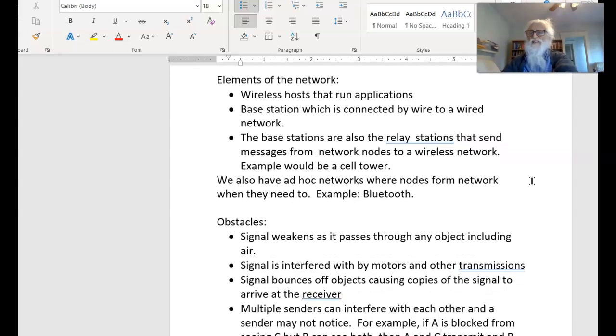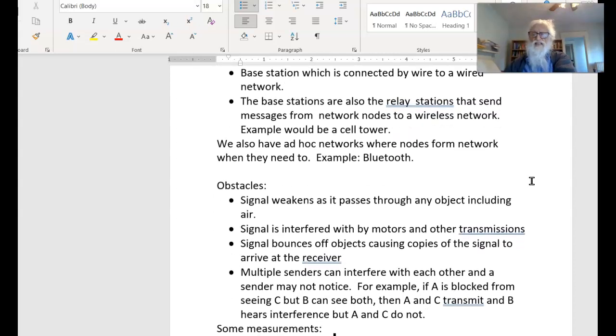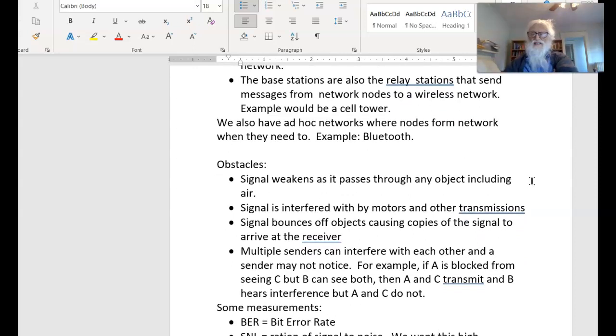Multiple senders can interfere with each other, and a sender may not take notice. For example, if A can't see C, but B can see both, then A and C transmit at the same time. B knows there was interference, but neither A nor C does.